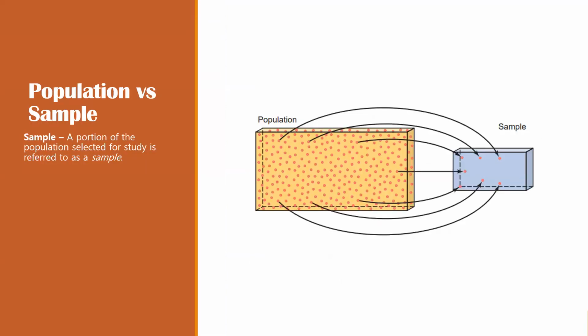So this is a visual representation of getting a sample from a population. You cannot collect data for all members of the population, but you can just select a sample and you can analyze that sample.